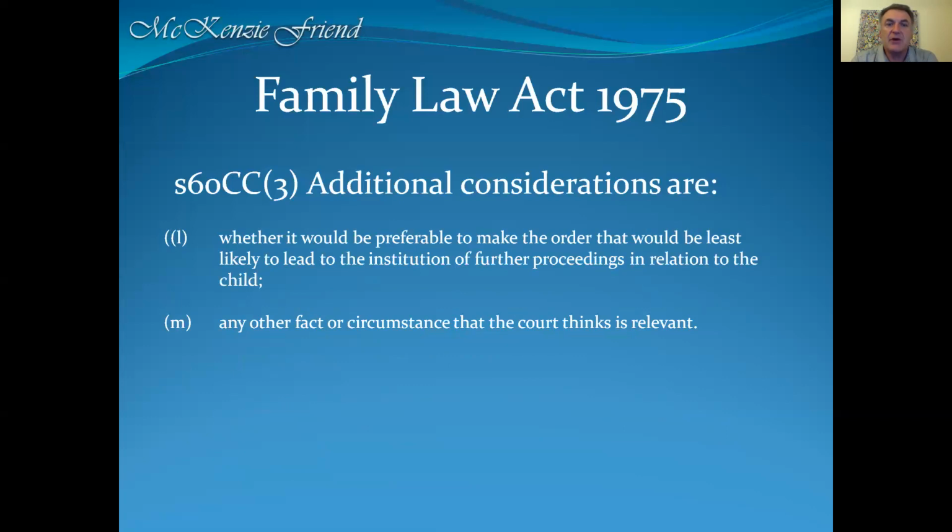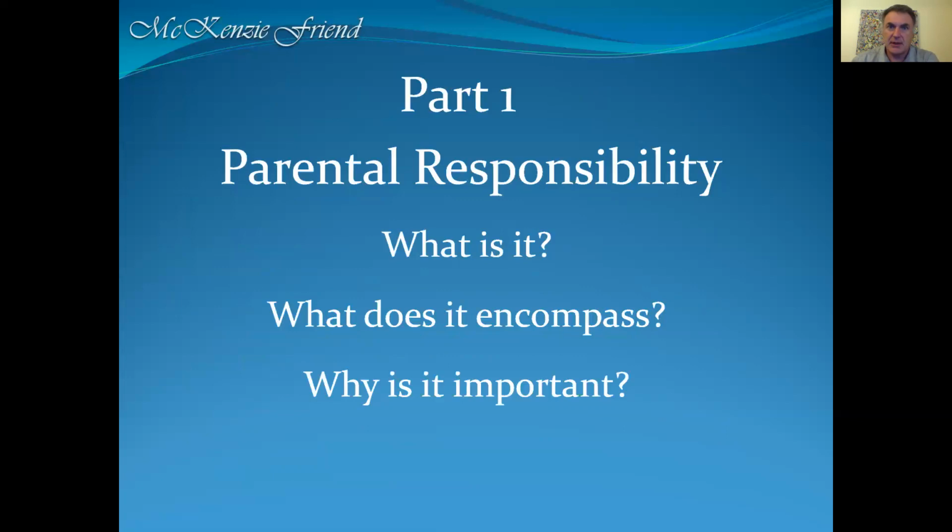Finally, L, would it not be preferable to make an order that would be least likely to lead to the institution of further proceedings in relation to the child? This is about trying to ensure that proceedings will be finalised and that parties will not continue to relitigate. And the last one, M, which is basically a catch-all: any other fact or circumstance that the court thinks is relevant. Now, that was a very brief description of 60CC(3). This is probably the subject of a much longer and more detailed video, but we'll leave that for another day.